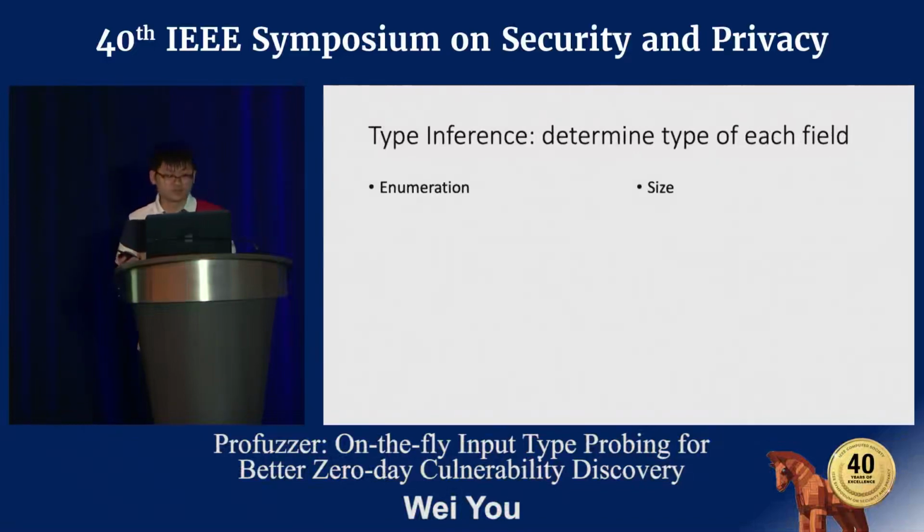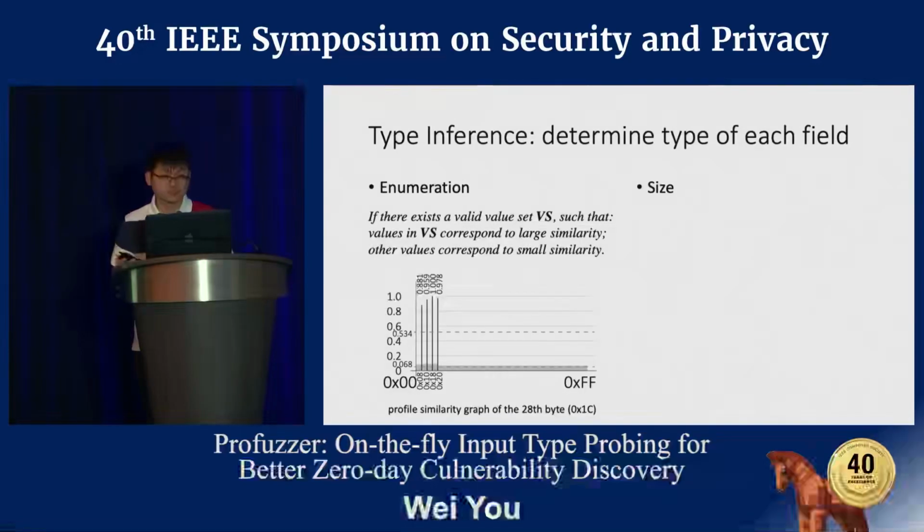Then, given a group of consecutive bytes as an input field, the next step is to determine the type of the field. Once again, we use the enumeration and size as examples. For an enumeration field, there exists a proper subset of all its possible values, such that for any value in this subset, its similarity score is larger than the mid-range, and for any others not in the subset, its similarity score is smaller than the mid-range.